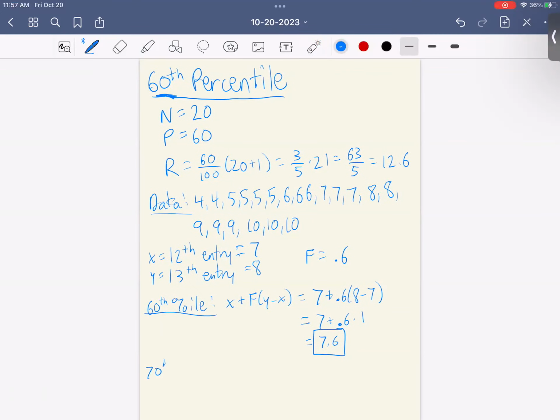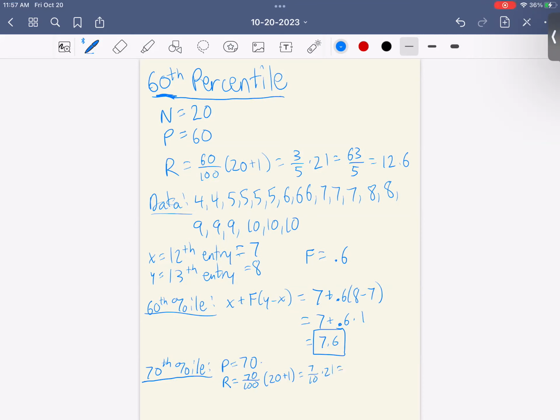Okay, so let's do the 70th percentile for the same data. I don't need to write down the data again, and I don't need to write down n again because it's still 20. What we have here is that p equals 70, right? So how do we figure out r in this case? That would be 70 over 100 into 20 plus 1. Exactly. So that will be 7 over 10 of 21.